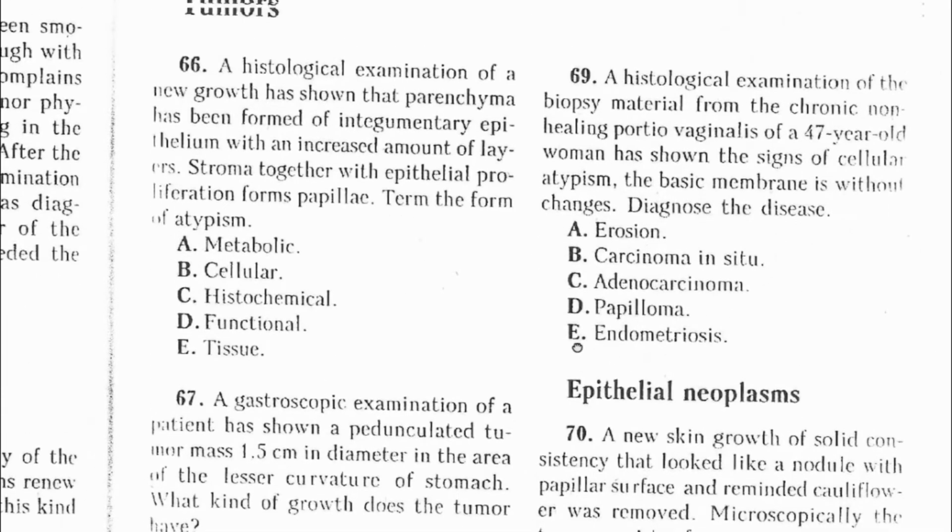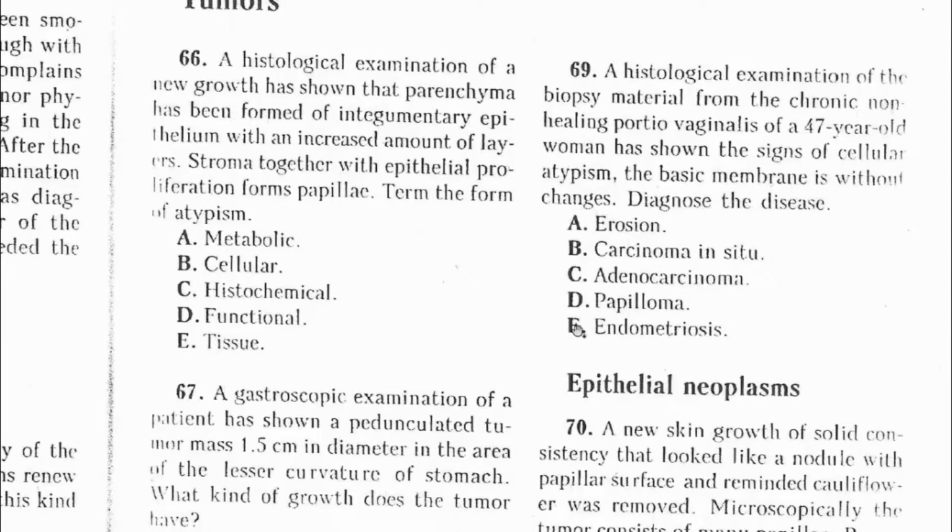69. A histological examination of the biopsy material from the chronic non-healing portio vaginalis of a 47-year-old woman has shown the signs of cellular atypism. The basement membrane is without changes. Without changes is your clue. So diagnosis, this is what? Carcinoma in situ. So your answer is B. Don't forget there's no changes.